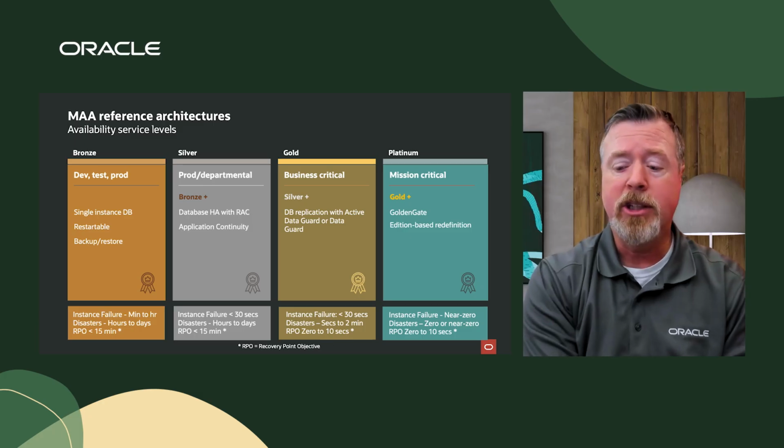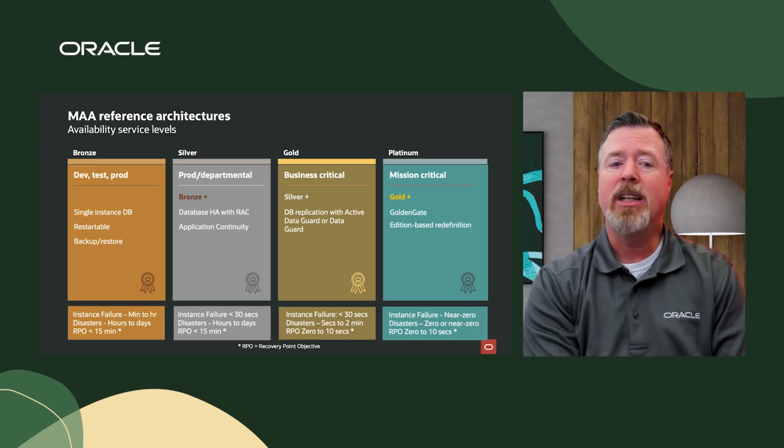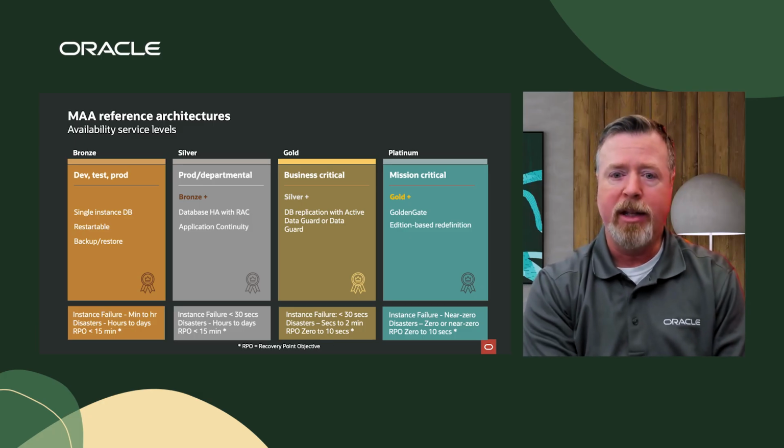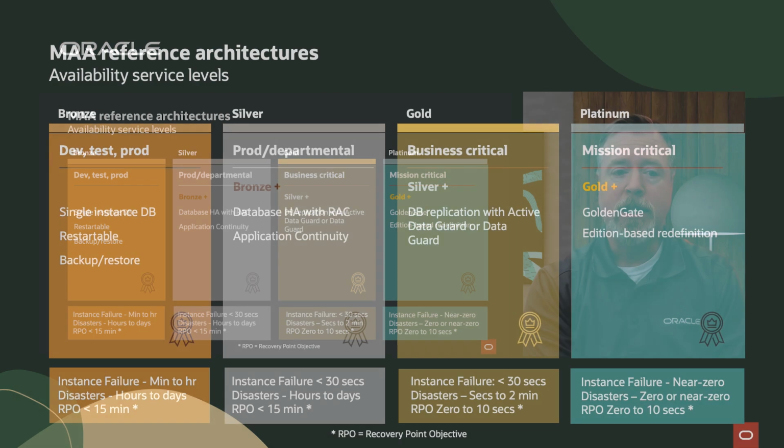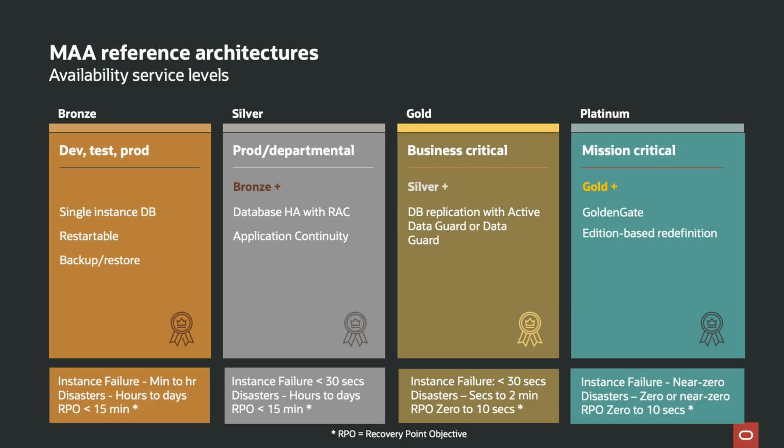Now, if we look at these different tiers from a different perspective, we can see the different categories of apps that might fall into these different tiers. It all starts with bronze. It should be pointed out these are hierarchical in nature, so they're all supersets of one another as we move up the chain. So bronze is the foundation for everything.